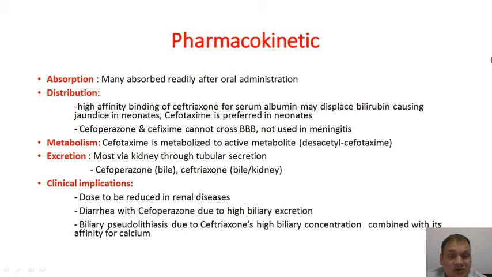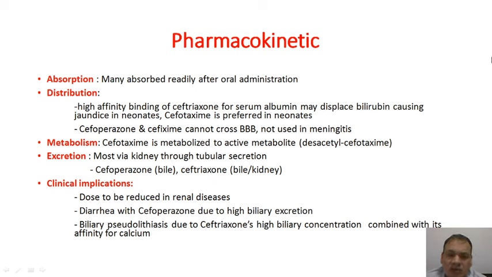As far as distribution is concerned, there are two very important points. Take ceftriaxone. You remember ceftriaxone? It comes under your third generation parenteral cephalosporins. It has a very high affinity binding for serum albumin. It may displace bilirubin, causing jaundice in neonates. So that's why ceftriaxone is avoided in neonates.